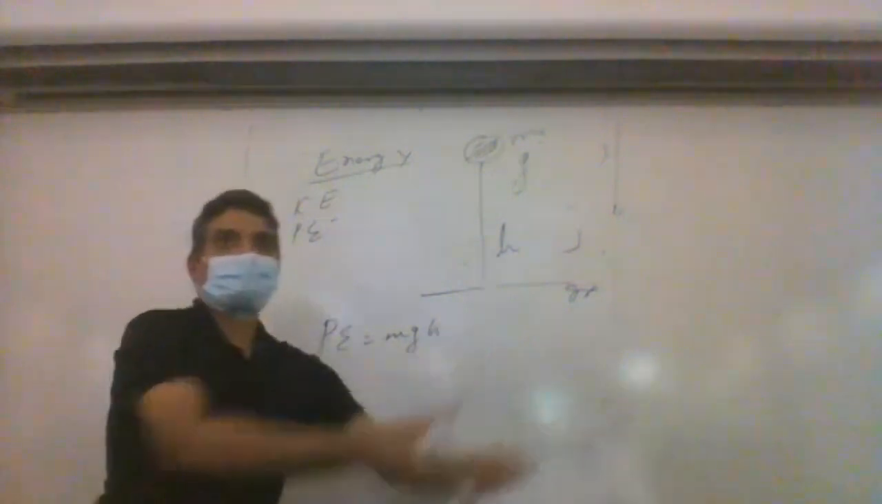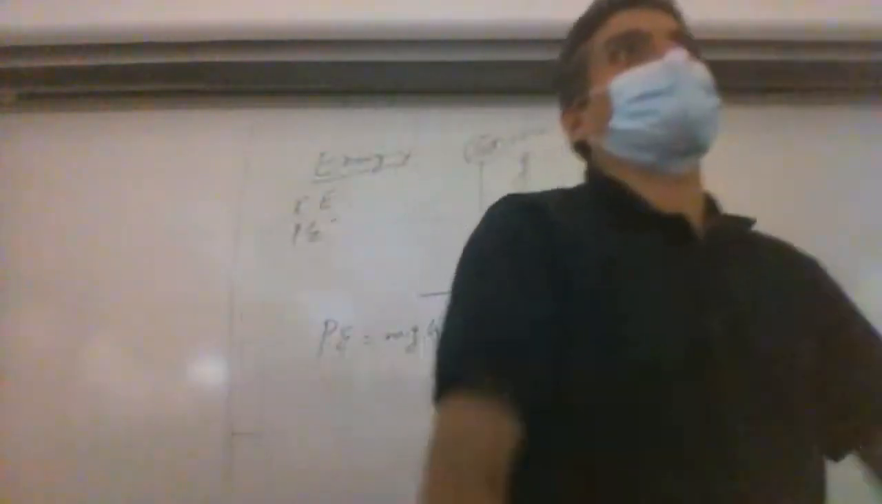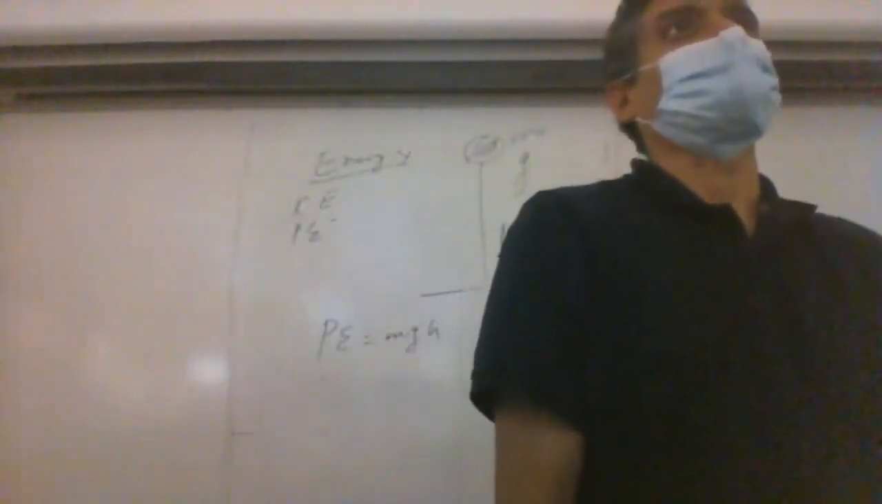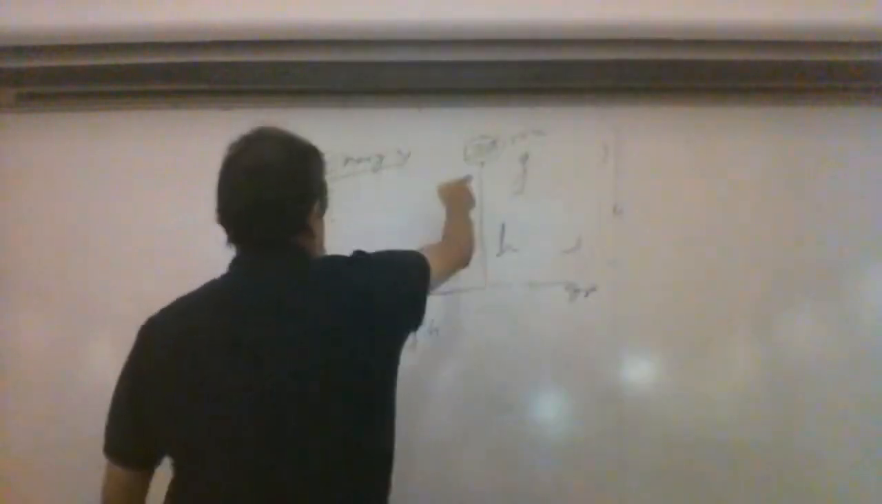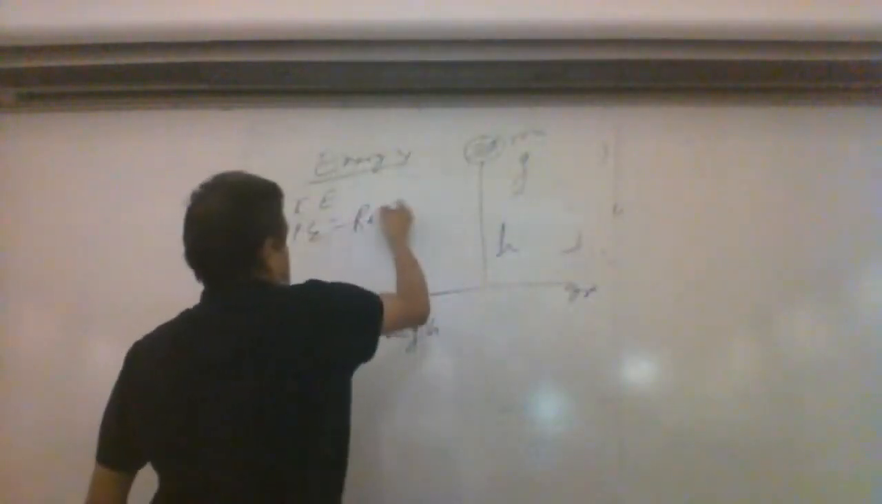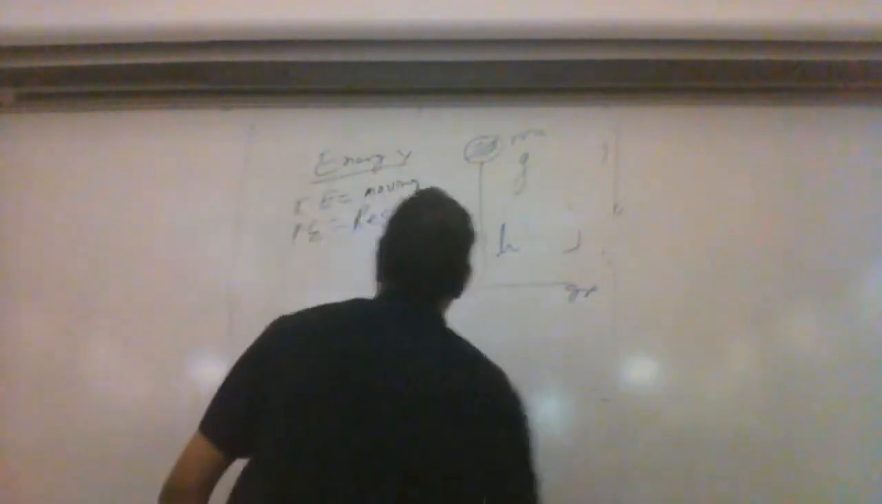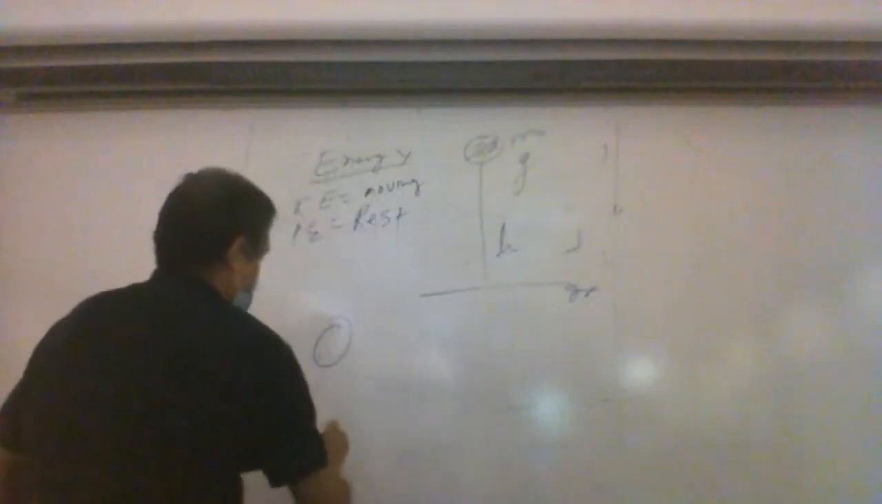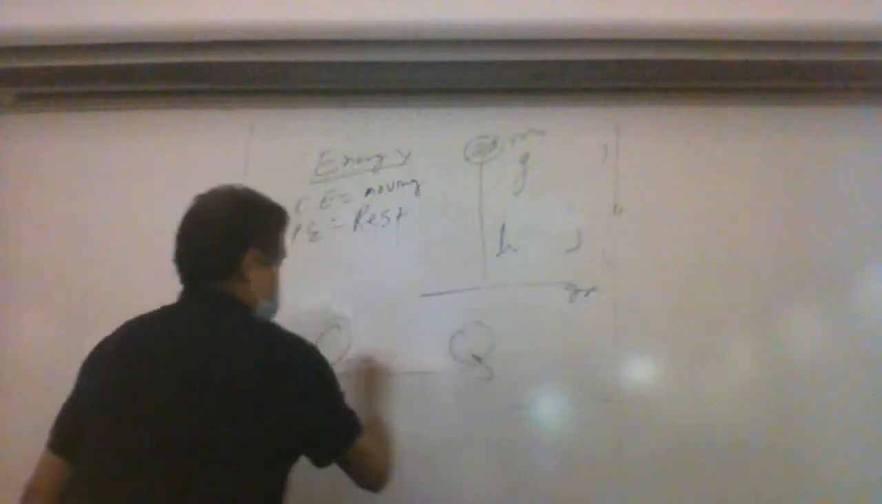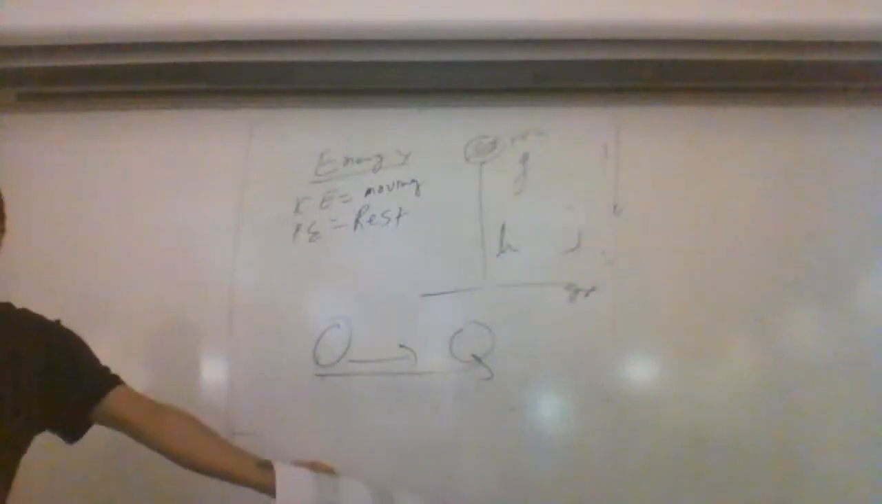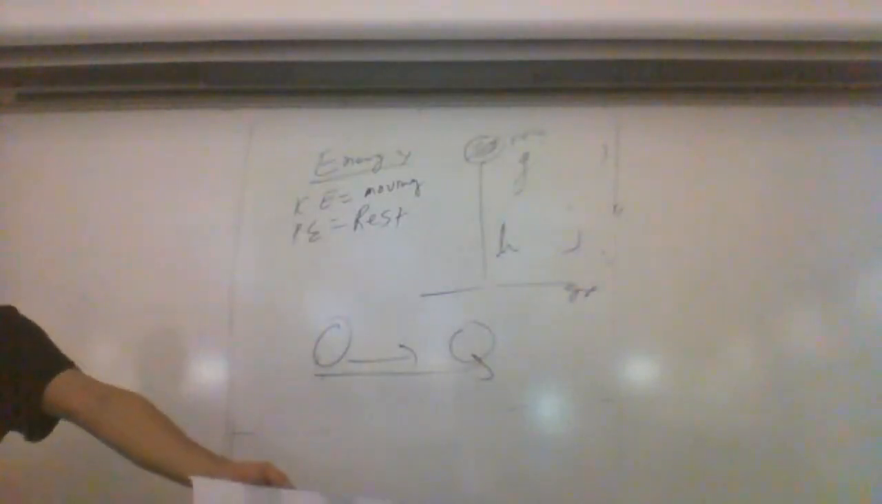Anything is moving, something is moving, and you want to know the energy of that thing, and that is called the kinetic energy. So that is the energy of the rest object, and kinetic energy is the energy of the moving object. So let's say this here is a ball, and this is moving this way. You see, this is moving. Now we want to calculate how much kinetic energy this moving ball has.